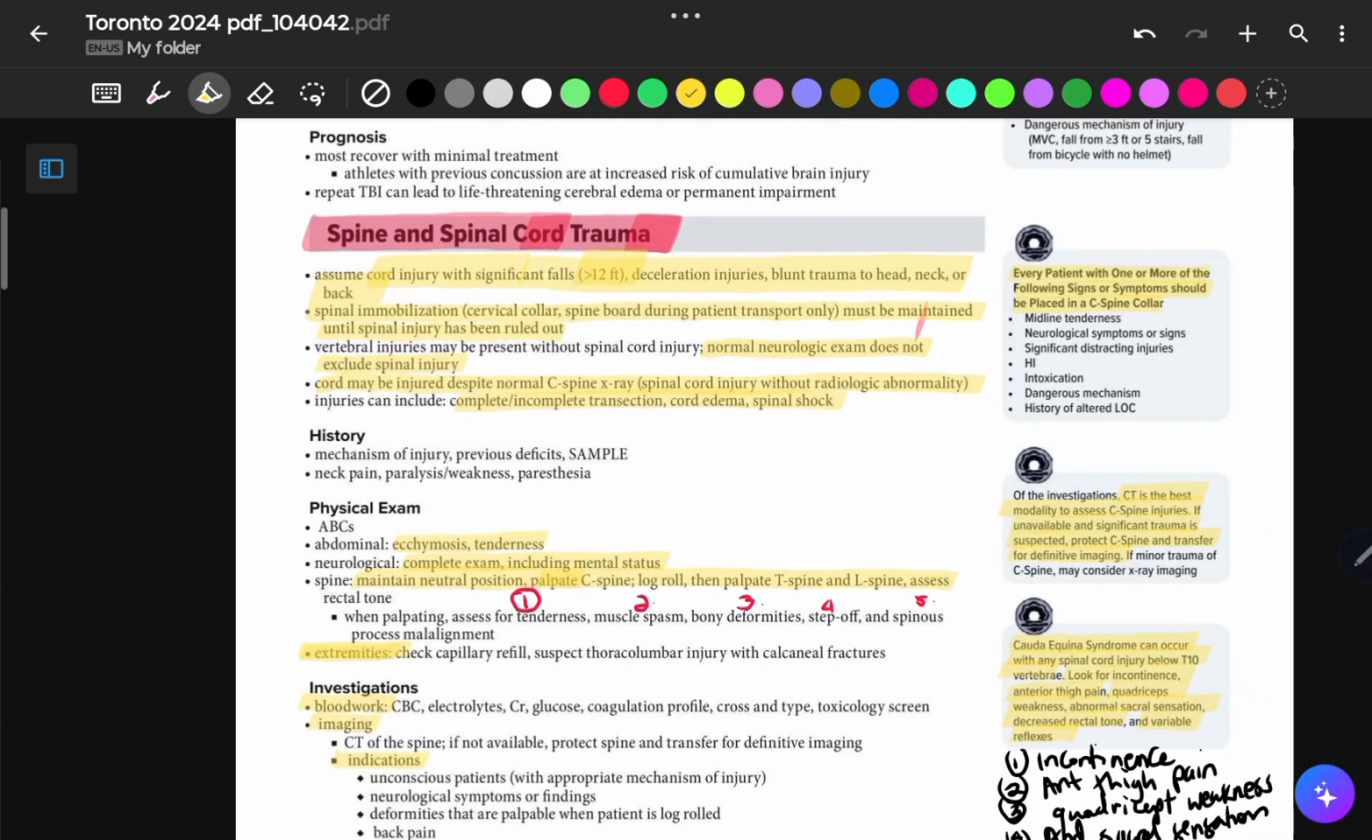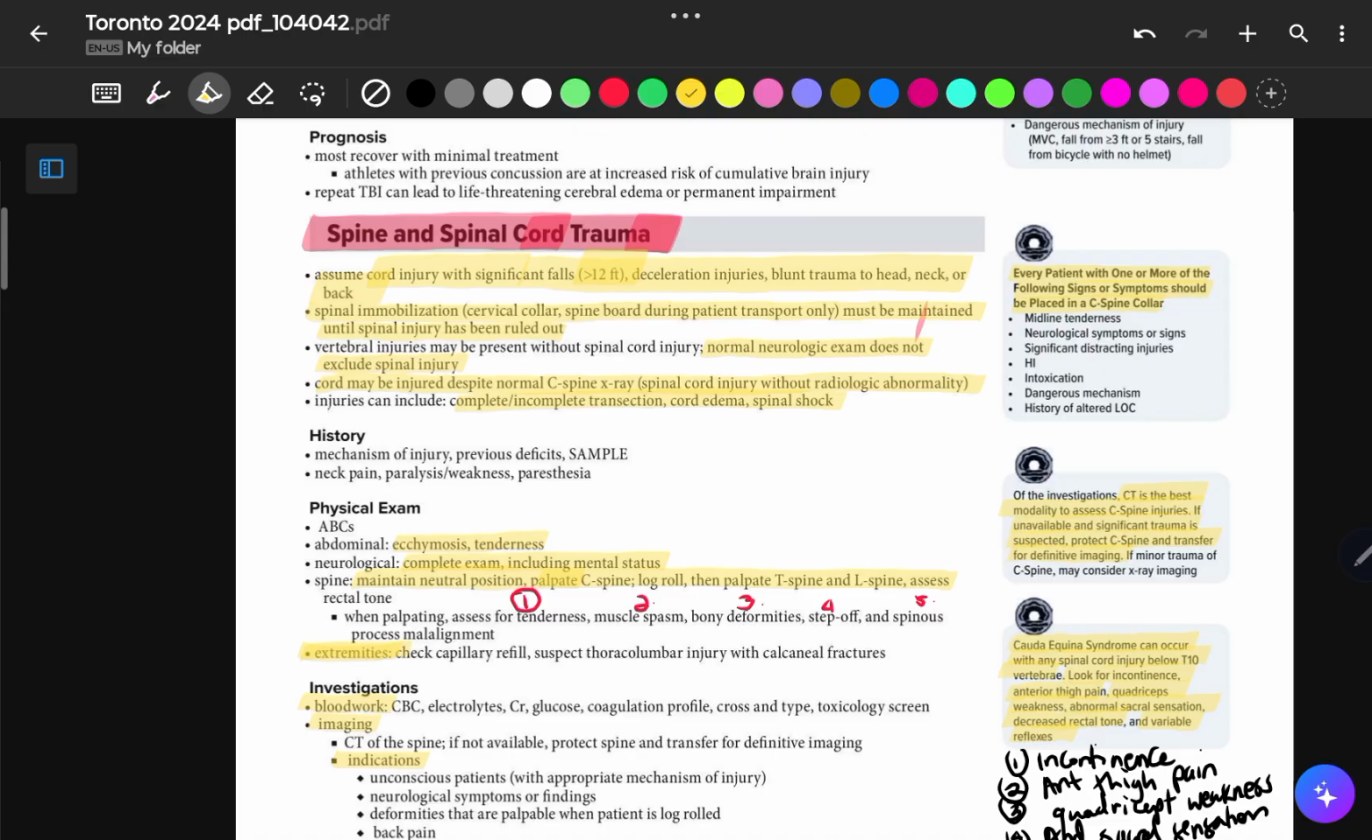So after talking about head injury, we're moving to the spine. So spine and spinal cord trauma. Always assume a spinal cord injury with a significant fall. If a fall of more than 12 feet or 3.6 meters, always suspect. If there was a deceleration injury, suspect a spine injury. If there was a blunt trauma to the head, neck, or back, you always want to suspect.